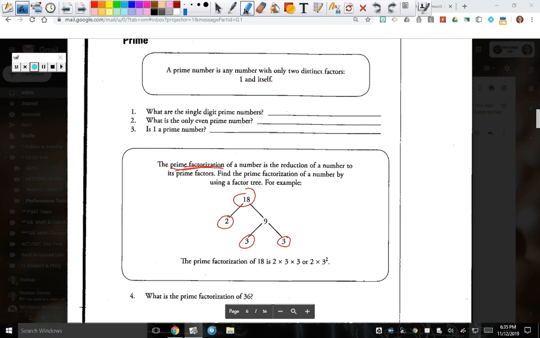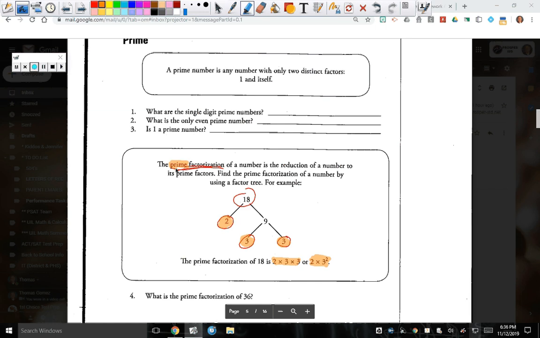Can you tell me why that's where we stop, and that we write this as 3 squared times 2? Why do we stop at 2, 3, and 3? Because we can't break it down anymore. It's trying to break it down to the prime numbers.